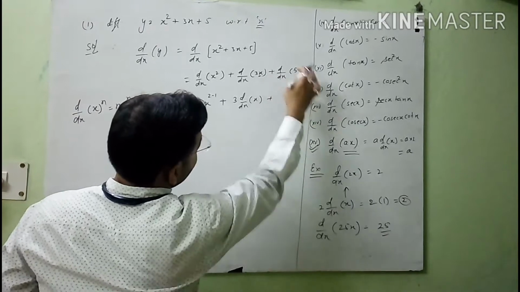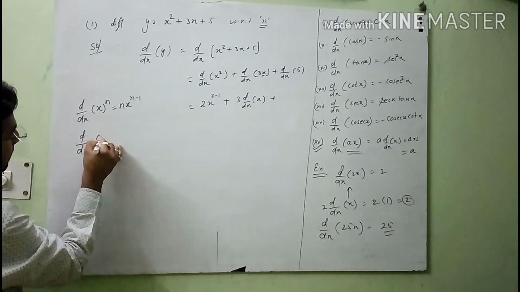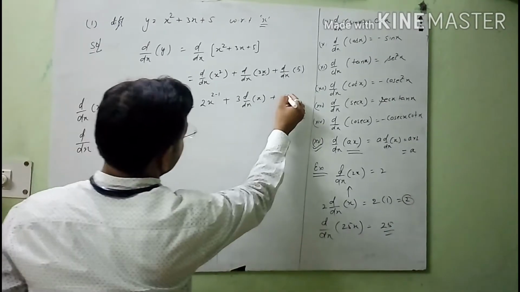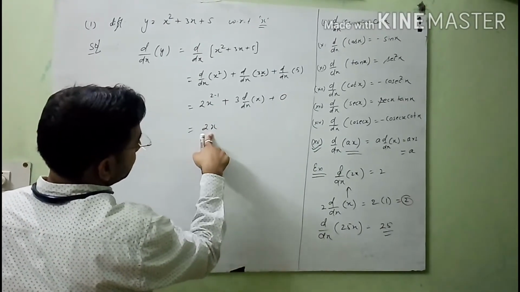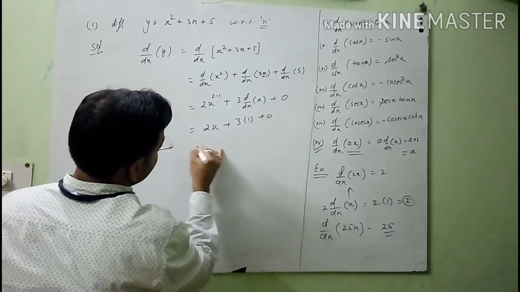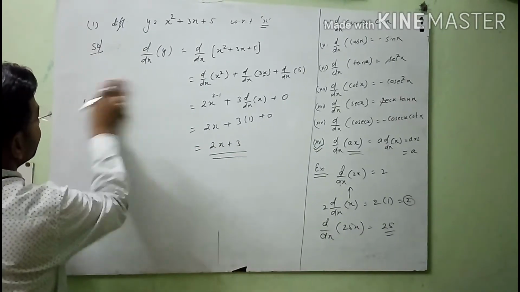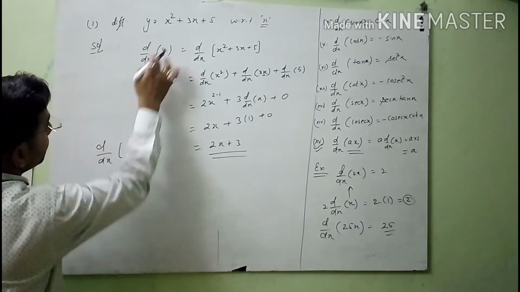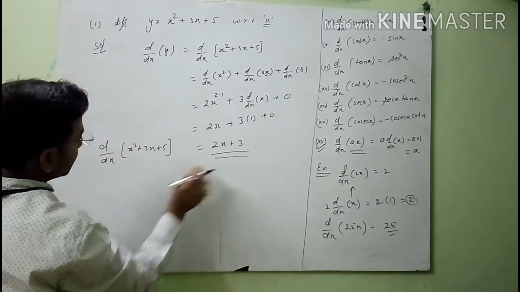Then you know that 5 is a constant number, so when any constant number is differentiated with respect to any variable, the answer will be 0, because the differentiation of any constant number is 0. So I will write here 0. After that the answer will be 2x, since 2 minus 1 is 1, so the answer is 2x plus 3, because d upon dx of x is 1, then 0. So the answer will be 2x plus 3. So the differentiation of the given function, in place of y I am writing the whole equation, x square plus 3x plus 5, is 2x plus 3.